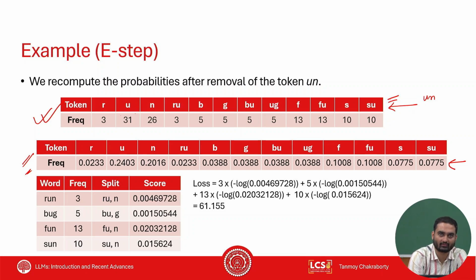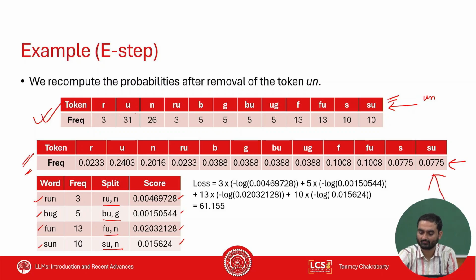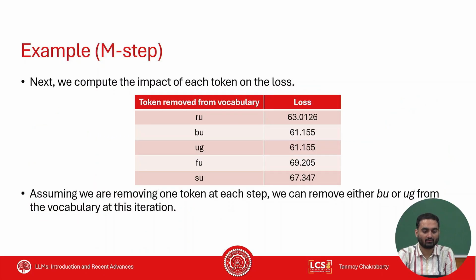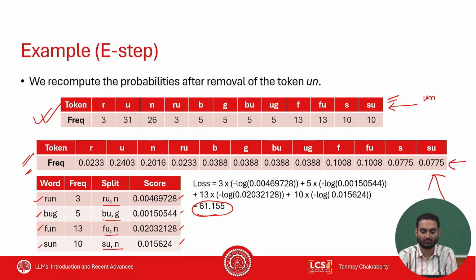Now let's look at the split again for these words: run, bug, fun, and sun. Let's assume that the base split for RUN is RU comma N, for BUG, BU comma G, for FUN, FU comma N, for SUN, SU comma N, and these are the corresponding probabilities based on this table. Again I measure the total loss. The total loss is the frequency times minus log probability, and the current loss is 61.155. Now let's see which one I want to remove.